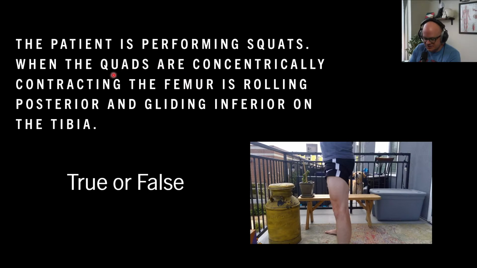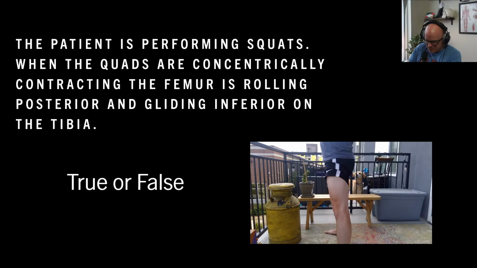Concentric means the knee needs to be extending, because concentric means they're moving away from the earth. So that means you're going to be extending that knee. So when the quads are concentrically contracting or extending, the femur is rolling posterior and gliding inferior on the tibia. Okay, here we go. We got those arthrokinematics now.